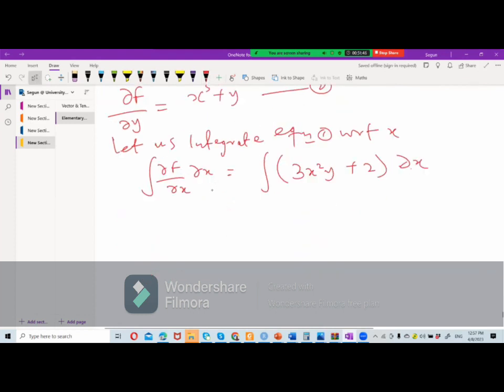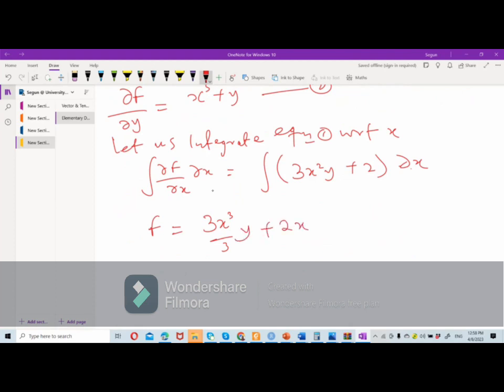So when you integrate f, what do you have? You have f, because anti-differentiation is integration. So by the time you integrate this one, you have 3x cubed over 3y plus 2x. Then plus, remember, plus h of y.